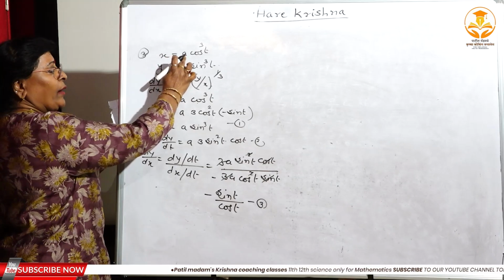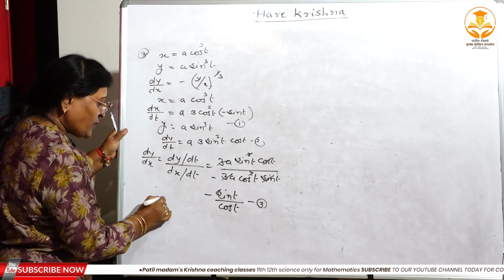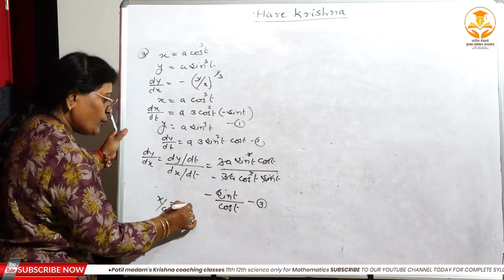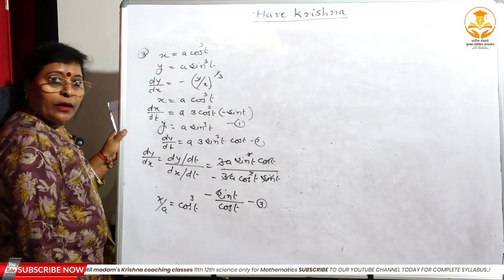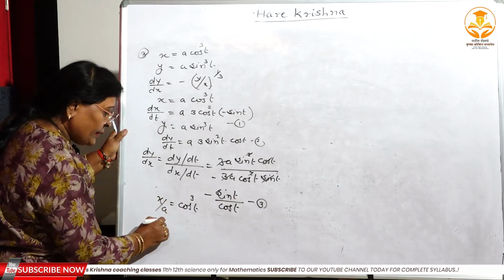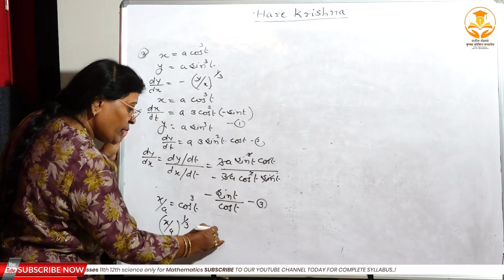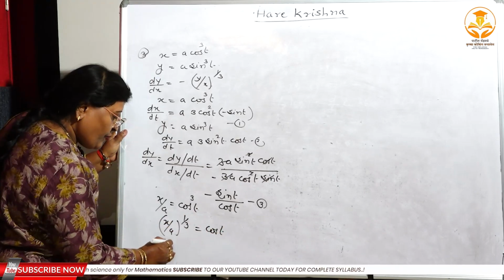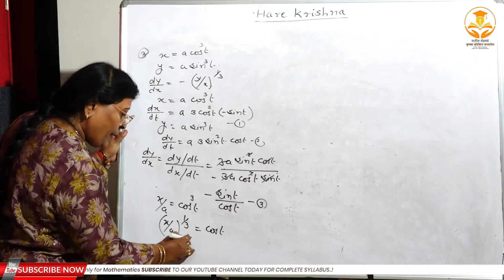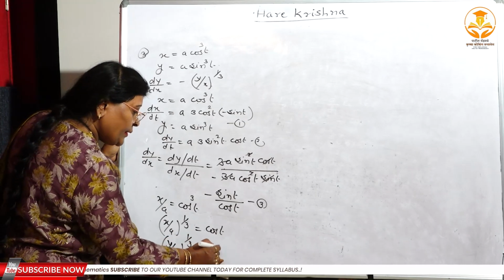x is equal to a cos cube t, means x divided by a is equal to cos cube t. Suppose you take the cube root, that is (x by a) whole to the power 1 by 3, it is equal to cos t. Similarly, (y by a) whole to the power 1 by 3 is equal to sin t.